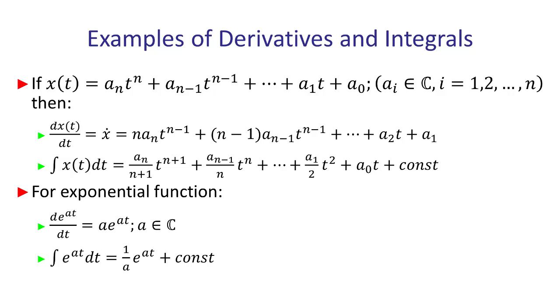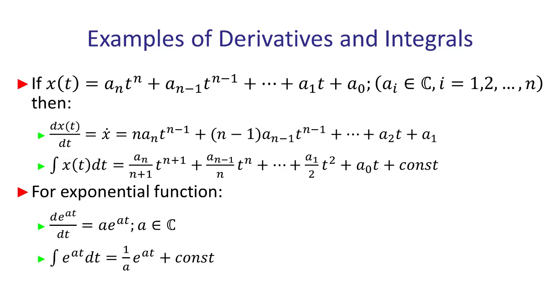Here are a few examples of derivatives and integrals that you need to know. For example, if x of t is a polynomial with constant coefficients ai, which could be complex or real numbers, then the derivative is given here and the integral is given here. Pay attention that you need to remember those two.